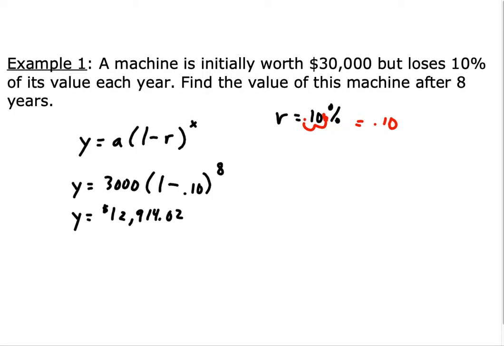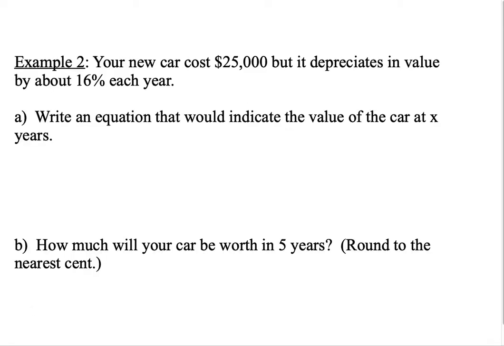All right, so then our next one here is we've got the cost of a car. It's also depreciating in value, so it's going down in value over time. So we're going to use that same formula again. Let's plug in everything we know. We know that the original cost of the car is $25,000. That's A. R is going to be 16% written as a decimal. And then X, we don't know that yet. So our equation is just going to be in terms of Y and X. And then in part B, we'll put a 5 in there for X.